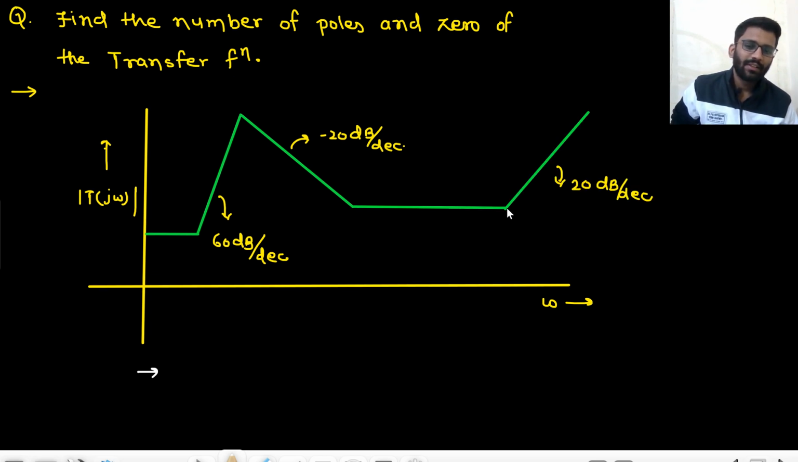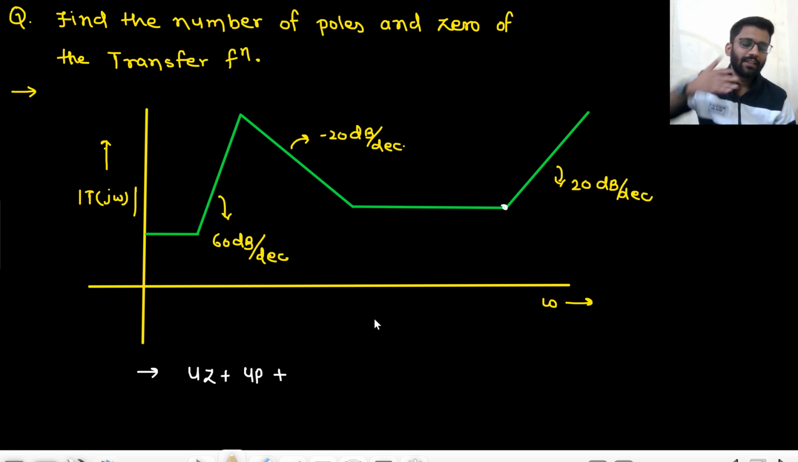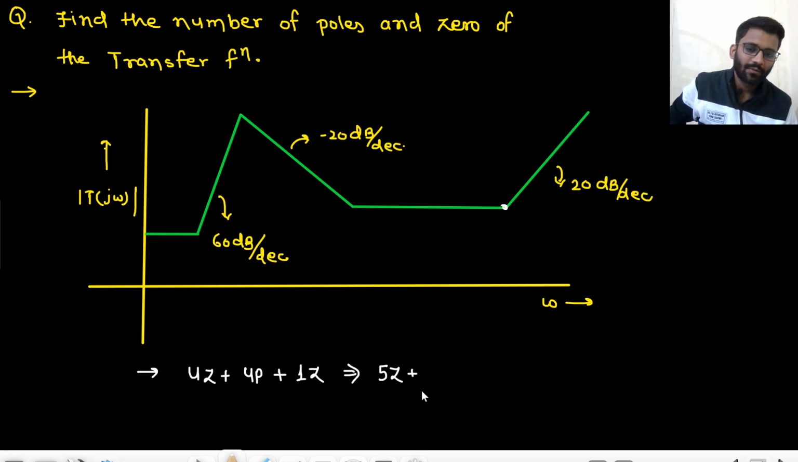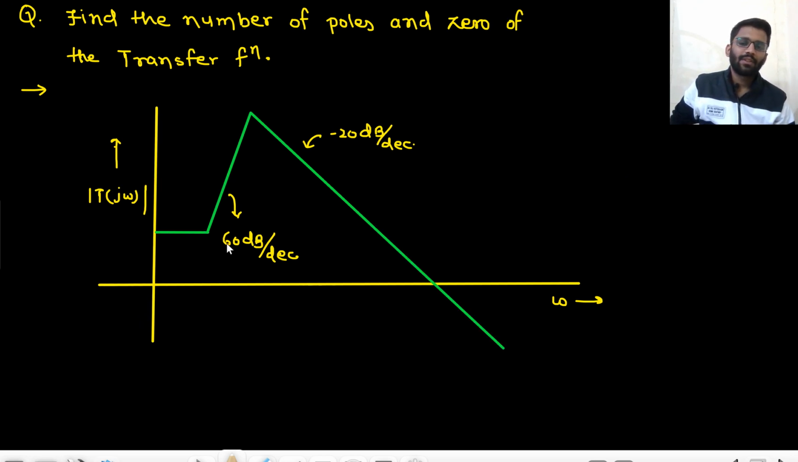In this question, till this point you are having 4 zeros and 4 poles. Now again there is plus 20 dB per decade. That means there is one more zero. So basically there are 5 zeros and 4 poles. Right? Tell me about this question.